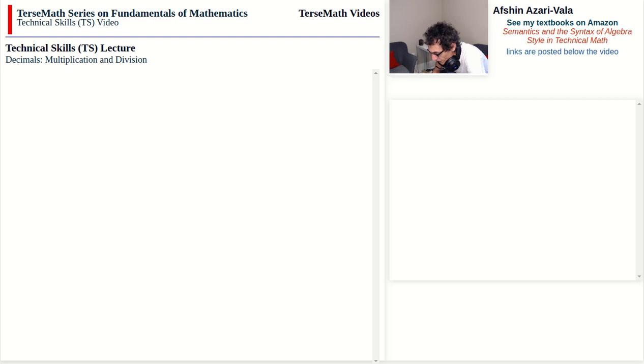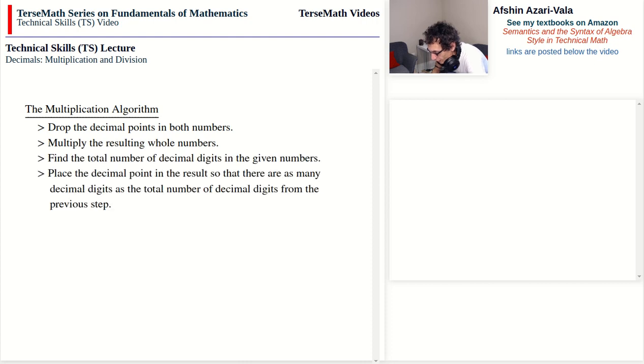Alright, next we have the multiplication algorithm. I'm going to list the steps here and go through them once, and then I'll explain using examples how it is that it works and why it is that it works. The steps are: drop the decimal points in all of the numbers that you are multiplying. Then multiply the resulting numbers without their decimal points. Find out how many decimal digits you started with. Make sure you end with as many decimal digits.